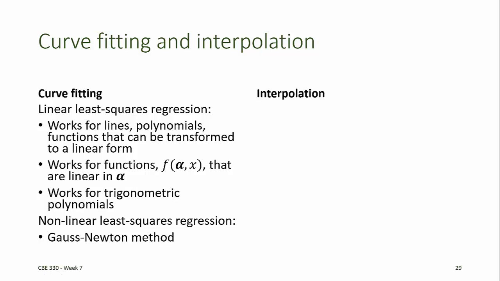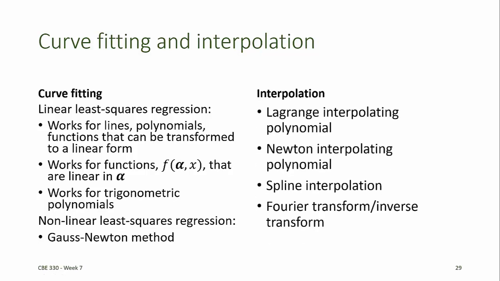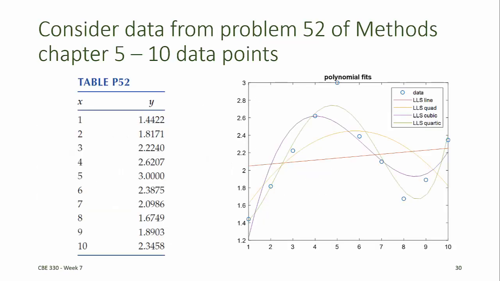When we have functions that are nonlinear in the coefficients, then we can use nonlinear least squares regression, and we talked about doing this using the Gauss-Newton method. We introduced interpolation using both the Lagrange and Newton interpolating polynomials, using polynomial splines, and using the Fourier transform and inverse transform to arrive at trigonometric polynomials.